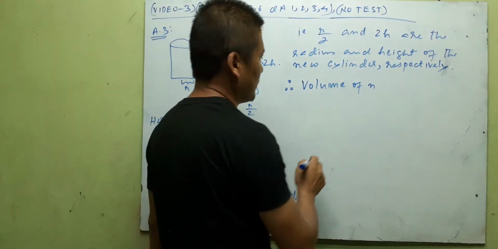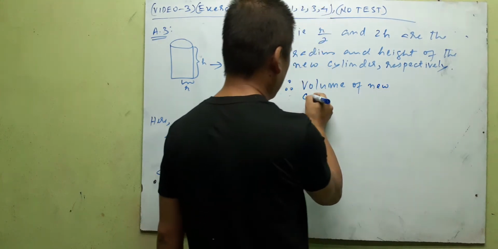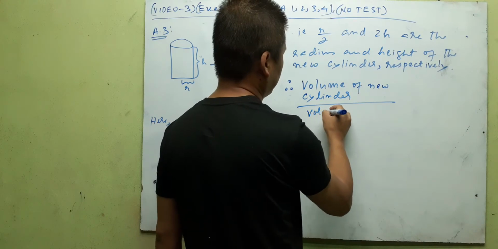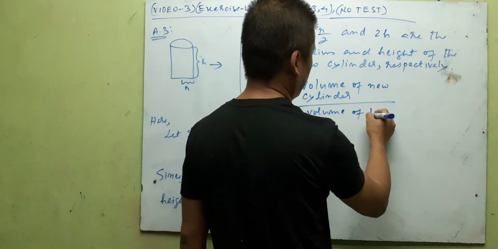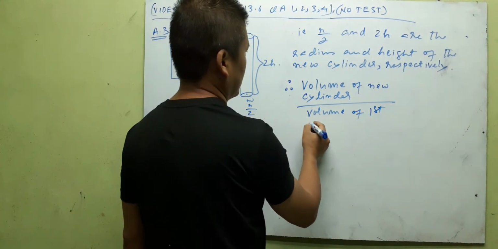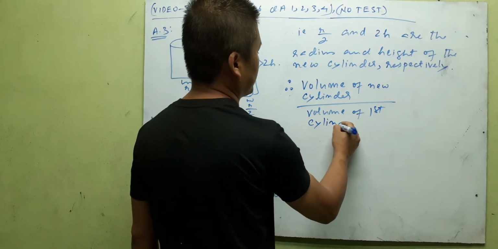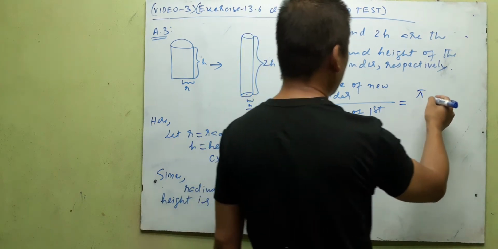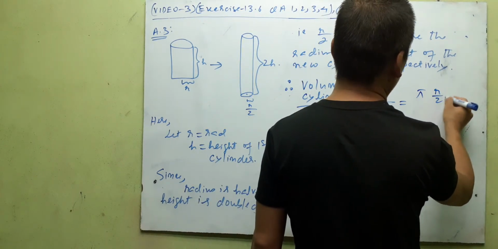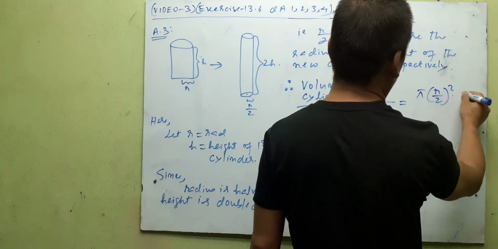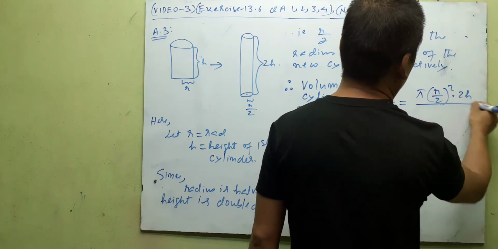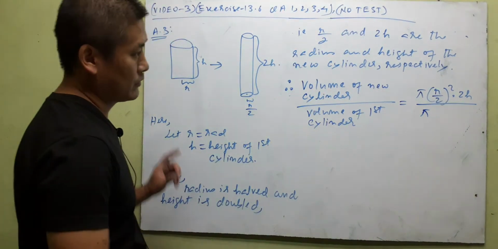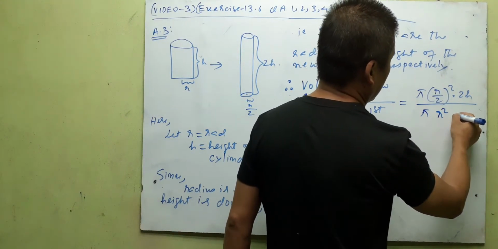Volume of new cylinder divided by volume of first cylinder, or original cylinder, whichever way you like to put it, will be equal to pi. The new one is (r by 2) squared, so the bracket is a must, times r square, h is 2h, divided by the original one, which is pi. The first one has only r and h, so we can just put r square into h.